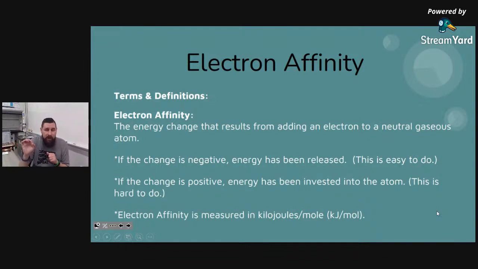So ionization energy is removing that electron. Electron affinity is trying to add one in. And what we find is that when we add in the electron, if that change is negative, then we release energy. And that's very easy to do. So we typically find negative values associated with things that want to have these electrons added into them. Positive change, energy has been invested into the atom, which means it's hard to do. Okay, so these are things that don't want to gain electrons. And we again measure electron affinity in terms of kilojoules per mole.